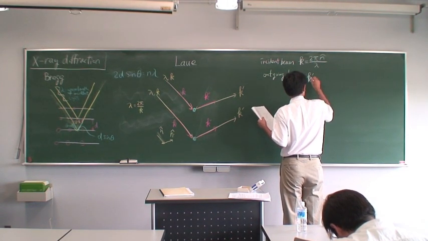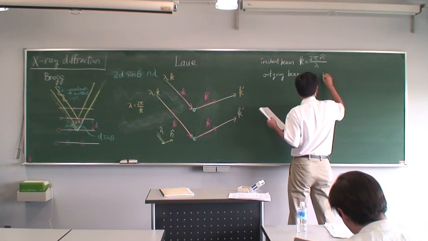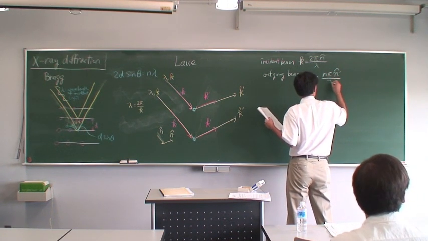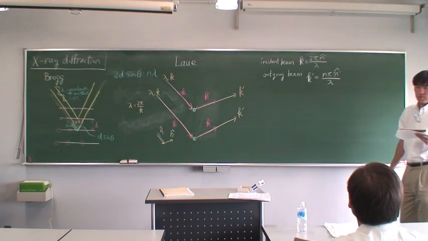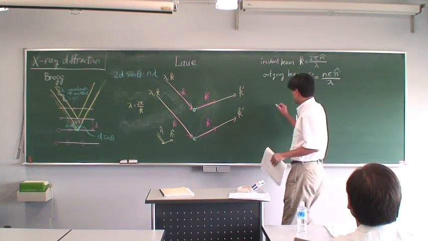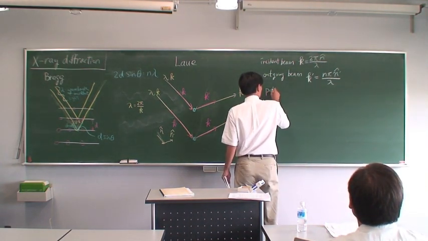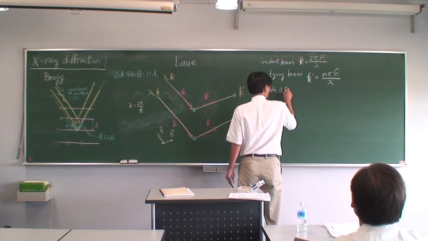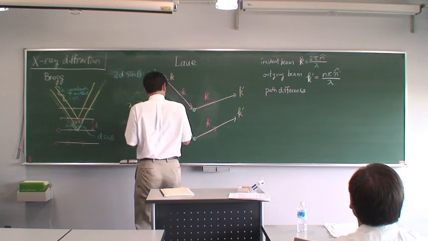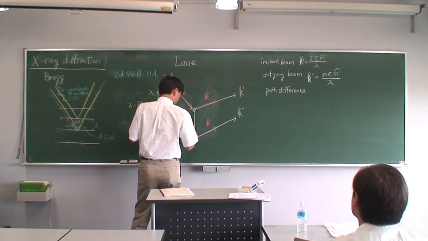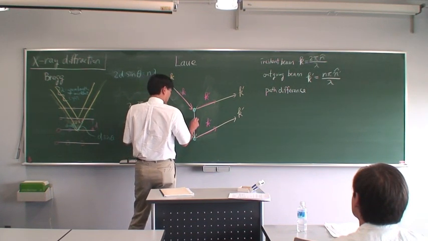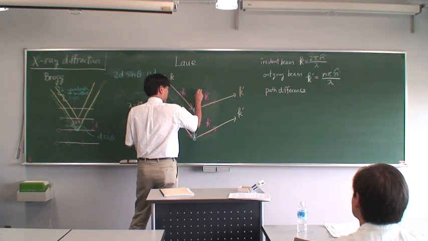K vector is n pi. Okay. The path difference now, the path difference is given by, here I draw a vector here. Let's just say this vector for the time being is d, vector d.